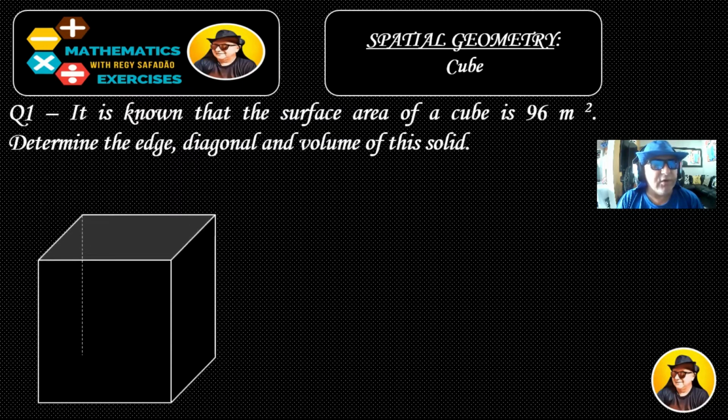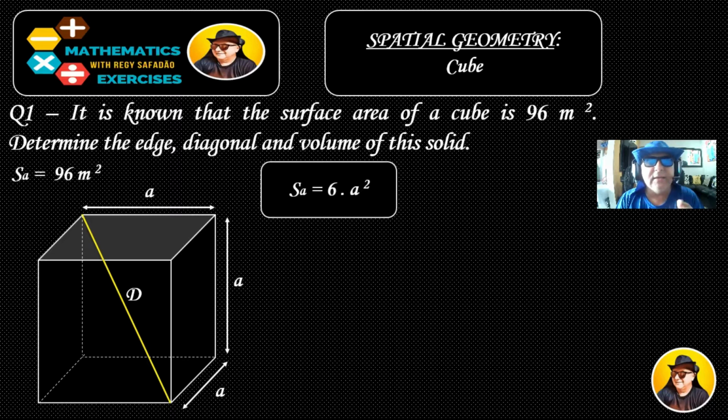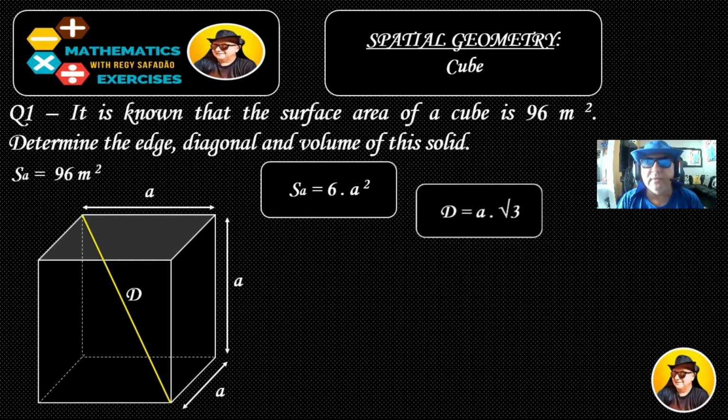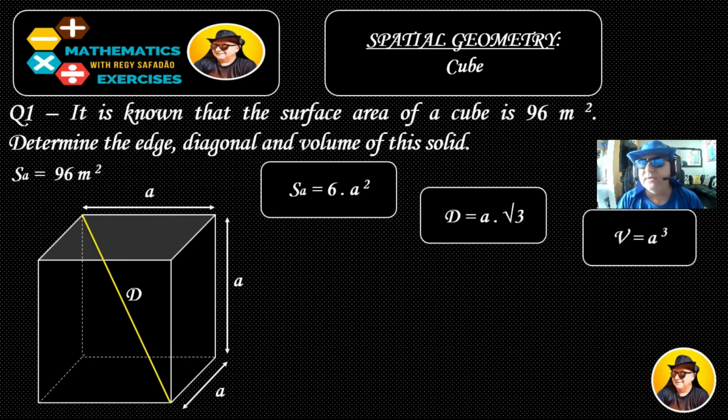Okay, so this is the cube. Let's see the edges behind it. This is edge A, and this is also edge A, and this one also. This is the diagonal, the straight line inside it. Well, it was given that the surface area is 96 meters squared. The surface area is 6 times A squared. This is the formula. The diagonal is A times the square root of 3. And the volume is A cubed.